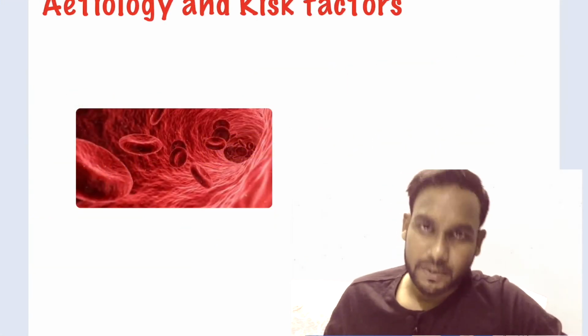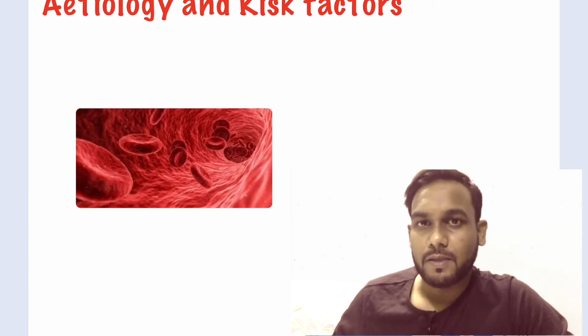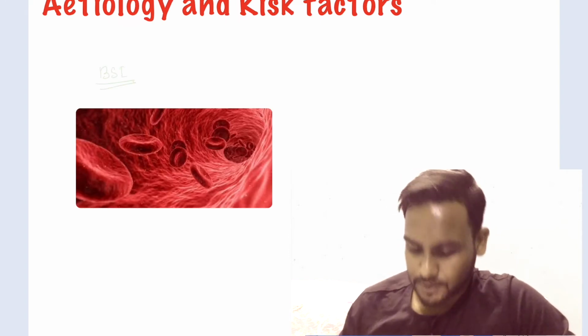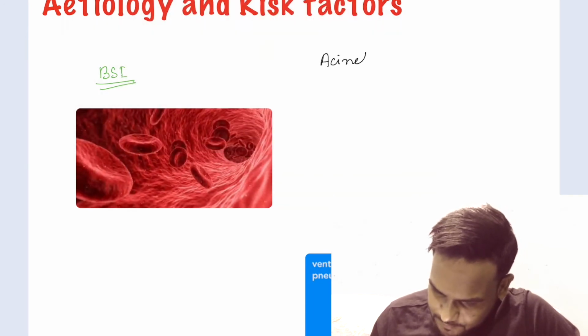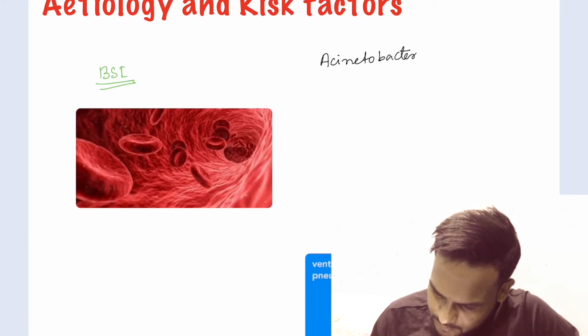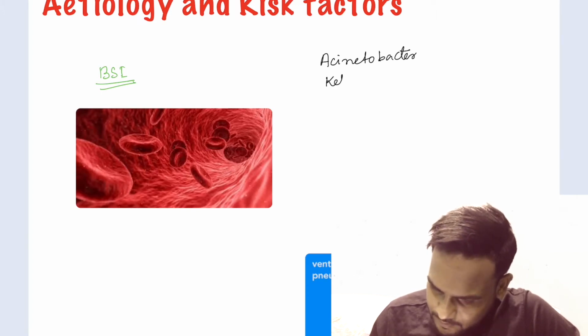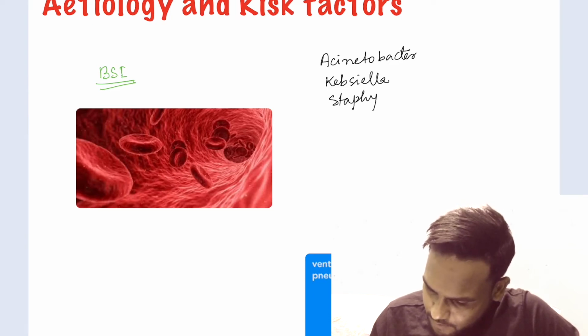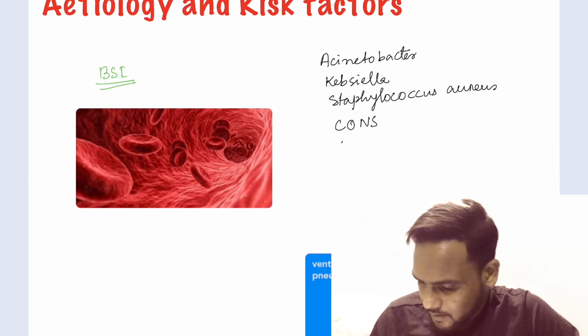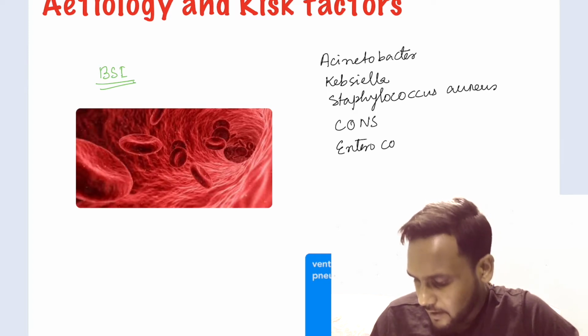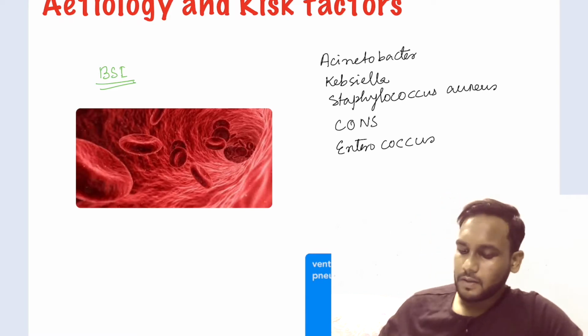Next, come to the etiology and risk factors of these nosocomial infections. First of all, let's see bloodstream infections. The common etiological factors in bloodstream infections are Acinetobacter, then Klebsiella, then Staphylococcus aureus, coagulase negative Staphylococcus, and Enterococcus. So these are the common organisms which we encounter in bloodstream infections.